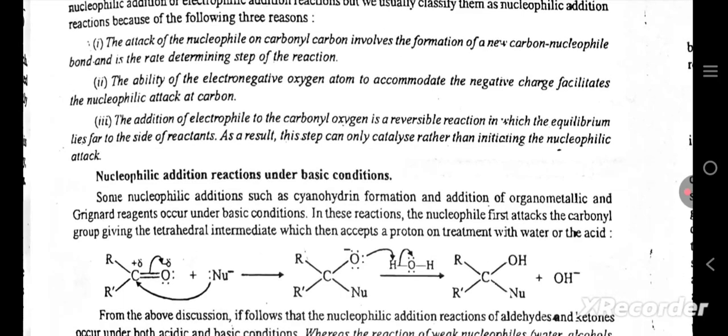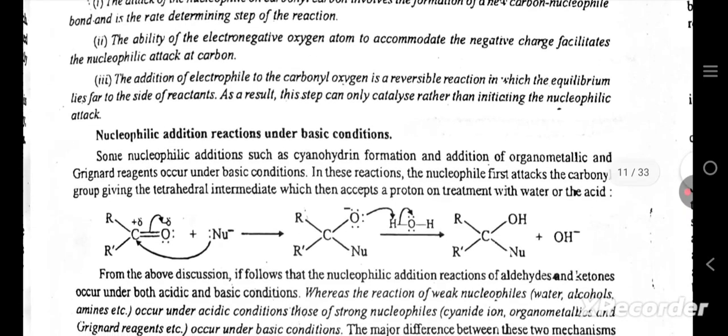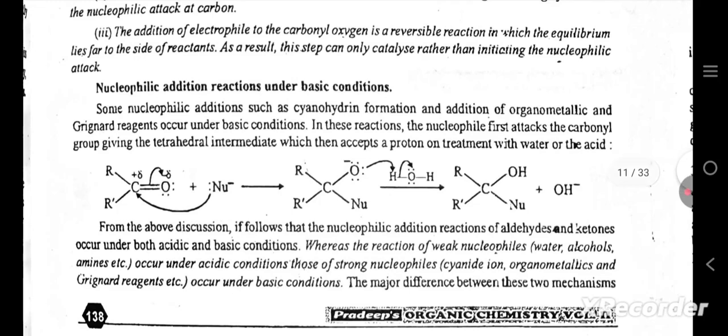The attack of the nucleophile on the carbonyl carbon involves the formation of a new carbon-nucleophile bond, and it is the rate determining step of the reaction. The ability of the electronegative oxygen atom to accommodate the negative charge facilitates the nucleophilic attack on carbon. The addition of an electrophile to the carbonyl oxygen is a reversible reaction in which the equilibrium lies far to the side of reactants. As a result, the acid can only catalyze rather than initiate the nucleophilic attack.